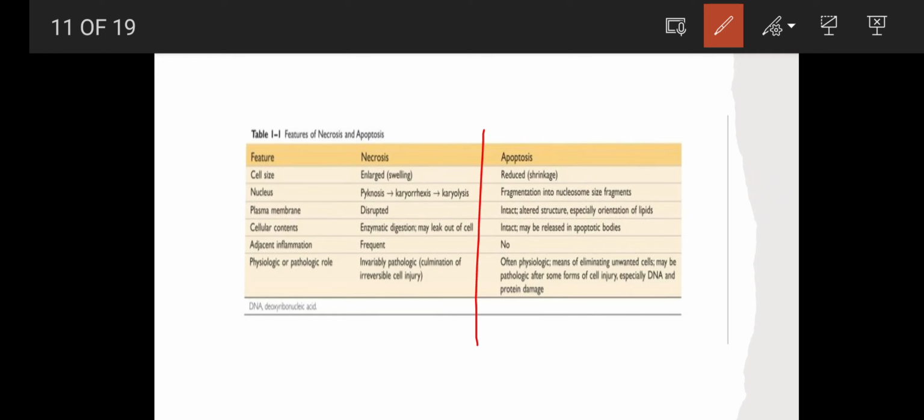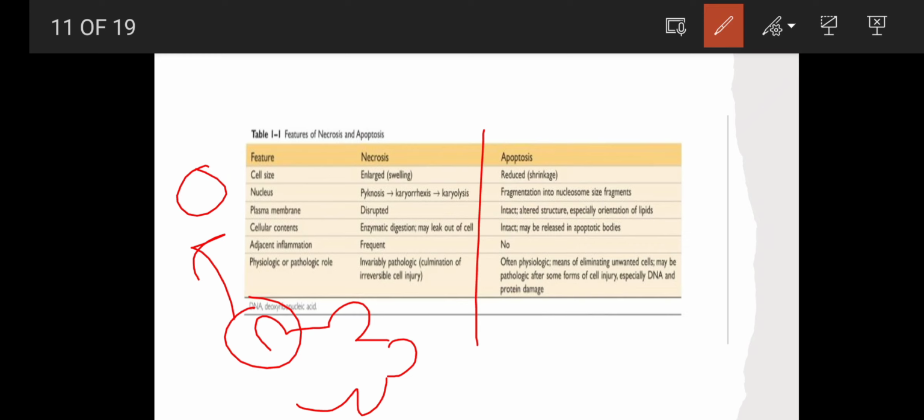So when apoptosis happens, membrane blebbing happens, and these membrane blebs are released in the form of apoptotic bodies. In the case of necrosis, adjacent inflammation is frequent, whereas in the case of apoptosis it is not present. And for physiologic or pathologic role, necrosis is invariably pathologic, whereas apoptosis is physiologic. That means elimination of unwanted cells, while it may be pathologic after some form of cell injury, especially DNA and protein damage. So this is physiologic, whereas this is pathologic, right?